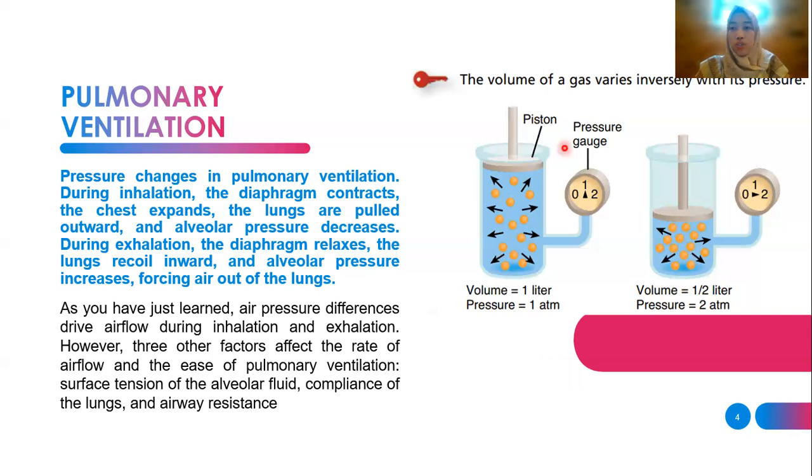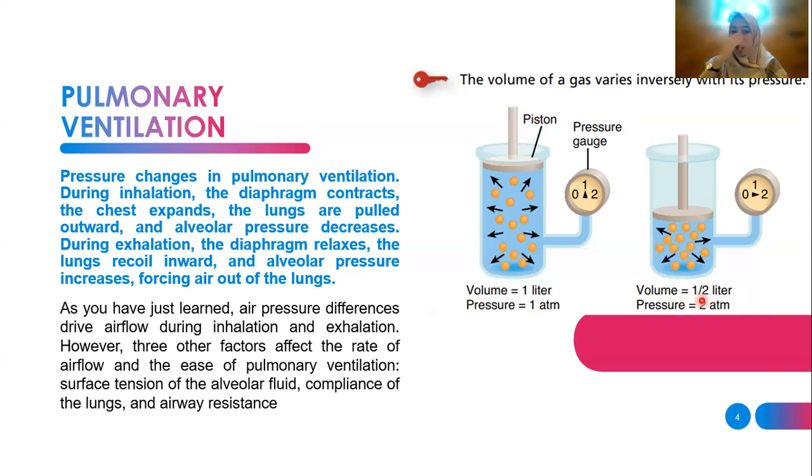So we have the picture in this slide, which shows that the volume of a gas varies inversely with its pressure. The first glass has 1 liter of volume and its pressure is 1 atmosphere. And we have the second glass, which has half a liter of volume and has more pressure than the first glass. It has 2 atmospheres of pressure.